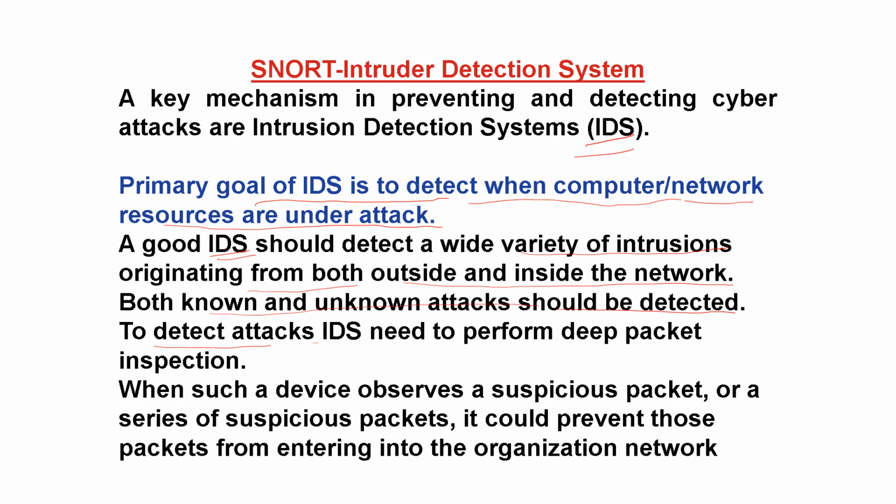To detect attacks, an IDS needs to perform deep packet inspection. Only then can it classify intruder packets or the original packets. When such a device observes a suspicious packet or a series of suspicious packets, it could prevent those packets from entering the network.